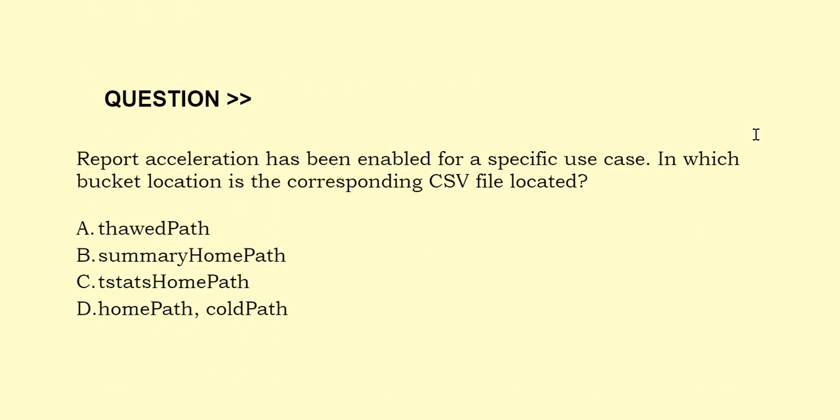Moving towards the next question. Report acceleration has been enabled for the specific use case. In which bucket location is the corresponding CSV file located? Option A, homePath. Option B, summaryHomePath. Option C, tstatsHomePath. Option D, homePath, coldPath. The correct answer is option B.